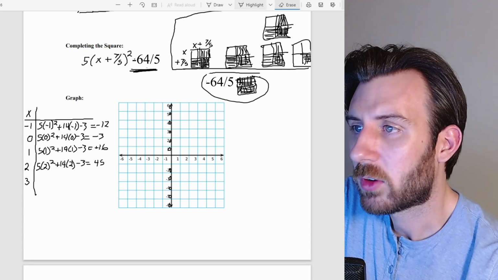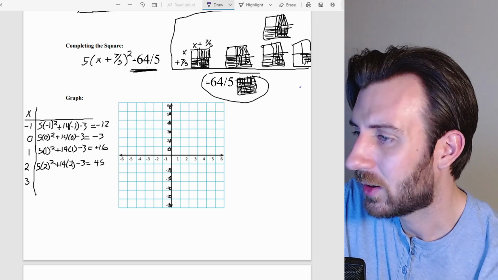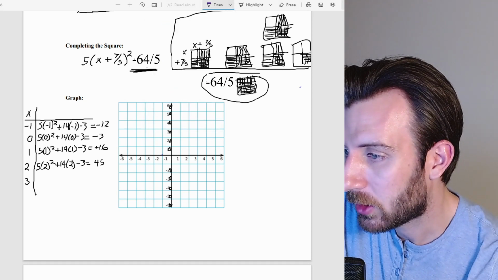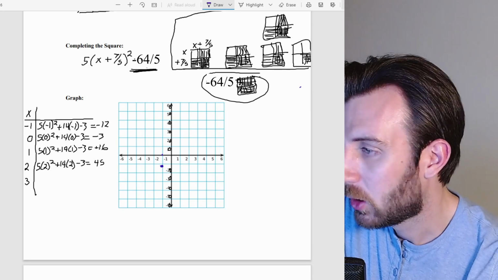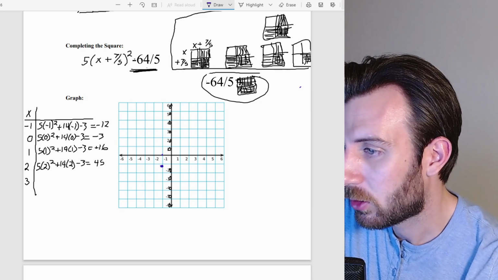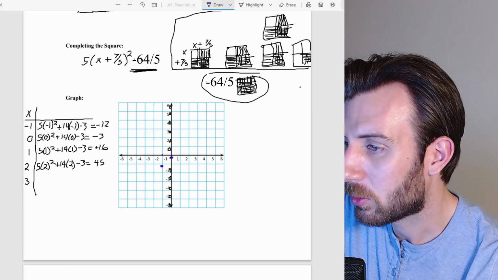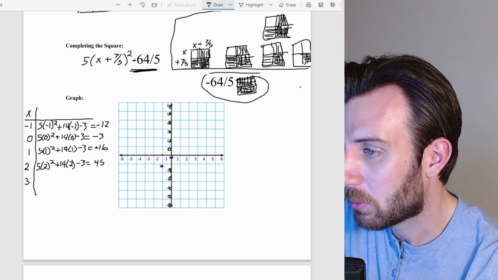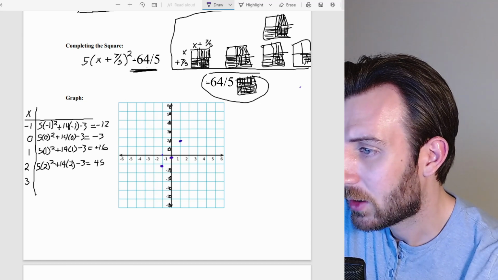All right, we'll do it in a different color. Let's make it blue. And I'll say, okay, so at negative 1, I need to go to negative 12. No problem. Negative 1 brings me down to negative 12, which is right about here. Good. And then I need to go 0, negative 3, which would be right about here. And then at 1, I need to go up to 16. 1 and 16 would be right about here. And then after that, I would go to 2 and 45. 2 and 45 would be right about here.